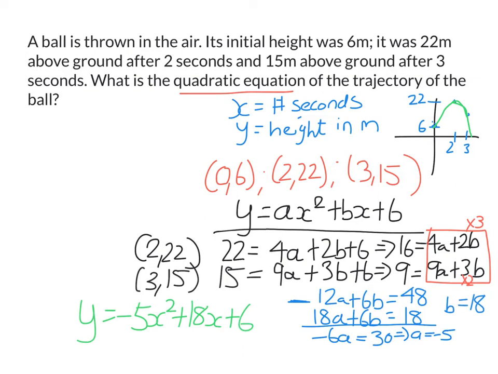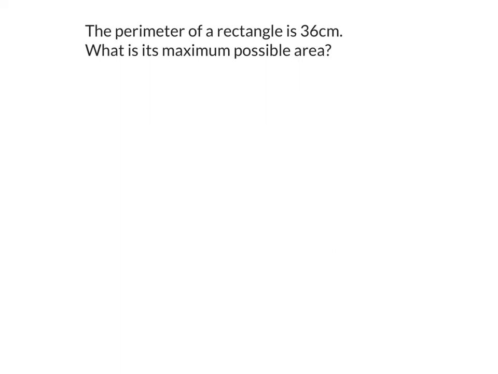So they are hard questions when you're finding the equation. All right, now we're just going to look at another example in which we are applying quadratics to real-world situations. So let's do this question here. The perimeter of a rectangle is 36 centimeters. What is its maximum possible area? So maximum possible, straight away you should think of quadratic equations and turning point.